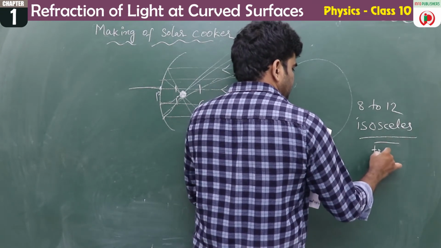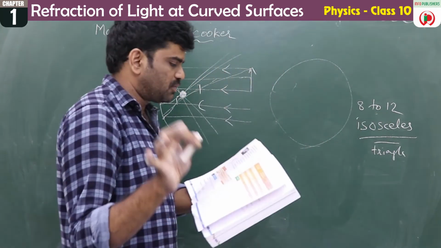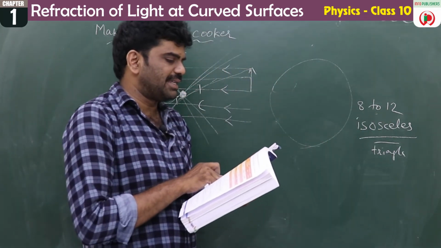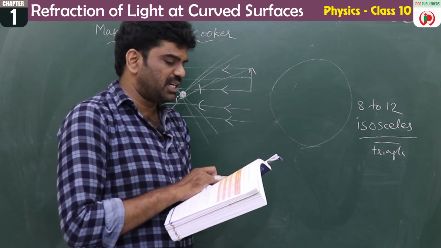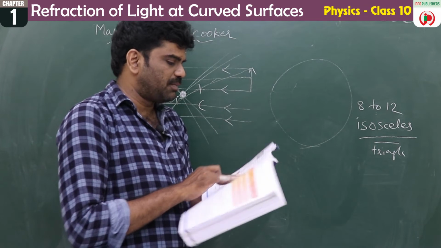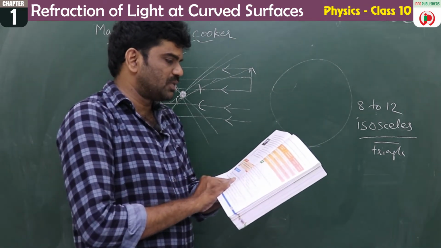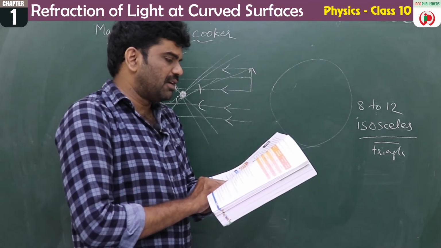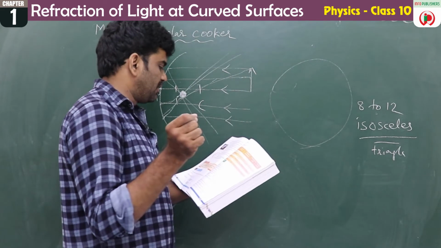Isosceles triangles. And what is the height you have to take? You have to take small mirror sheets, cut acrylic mirror sheets into 8 or 12 pieces. These are arranged in the shape of isosceles triangles with a height equal to the radius of your dish antenna.